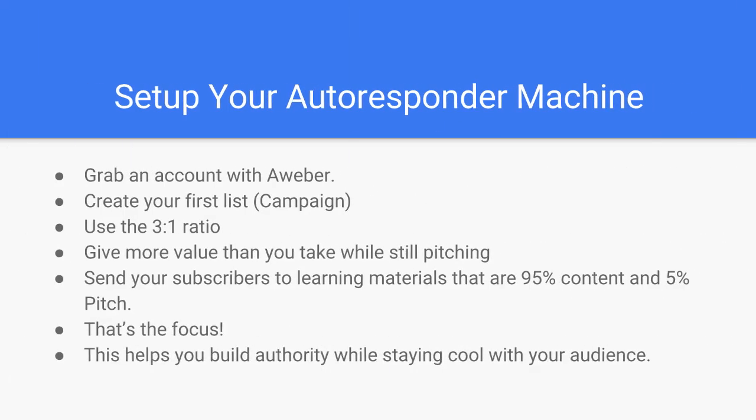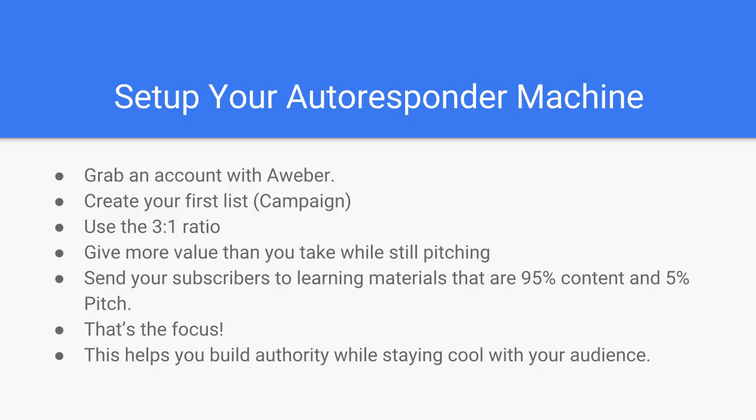All right. Next portion, setting up your autoresponder machine. This is my favorite part because once this is set up, it's done pretty much, and you guys can just send out broadcast emails as you want them. This is also a great way of giving immense value to your subscribers just on autopilot. So you want to start by grabbing an account with Aweber, just one of the platforms that I suggest because I use it.